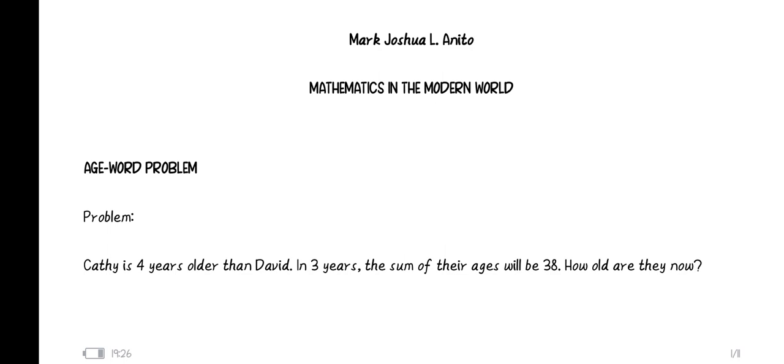So here we have a problem. Kathy is 4 years older than David. In 3 years, the sum of their ages will be 38. How old are they now? So in this problem, we are going to find the age of Kathy and David 3 years from now.